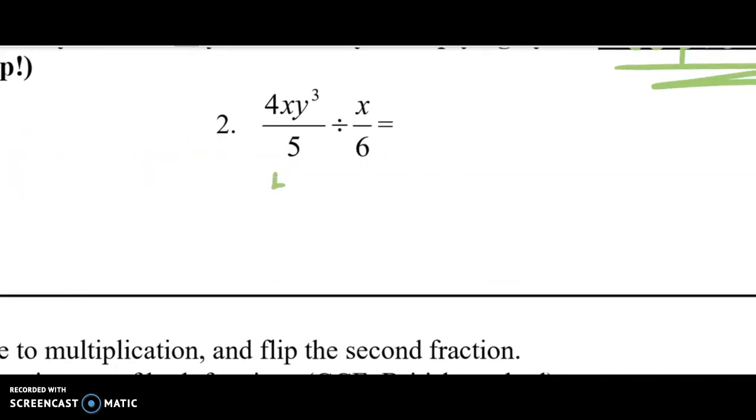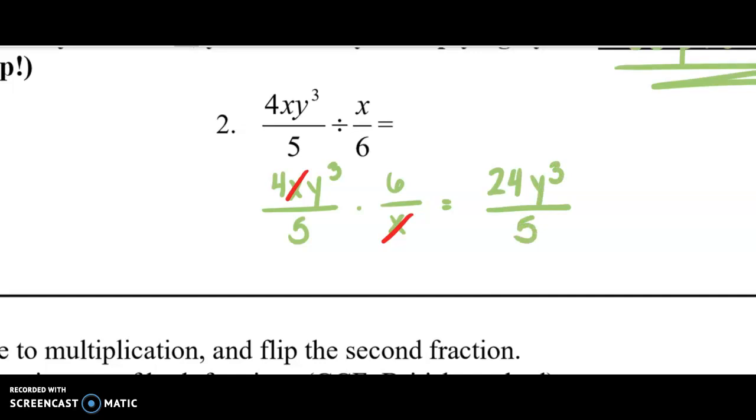Number 2, again, first one stays, 4xy to the third over 5 times 6 over x. Only thing that can cancel out are the x's. So this would then multiply straight across to be 24y to the third over 5.